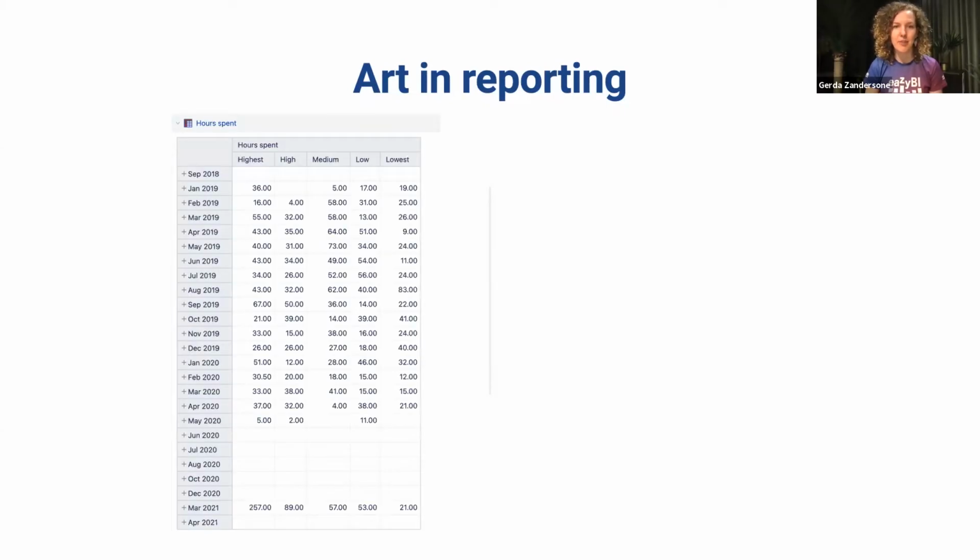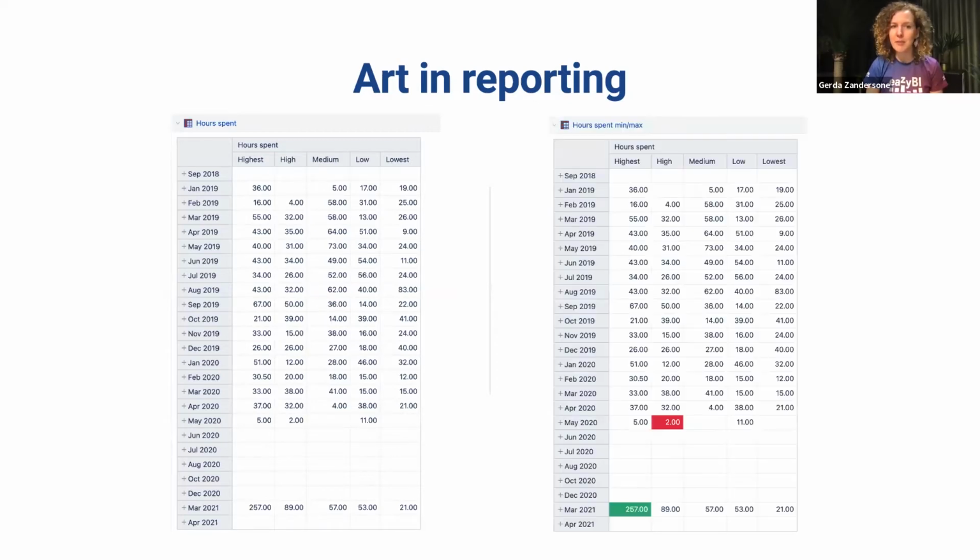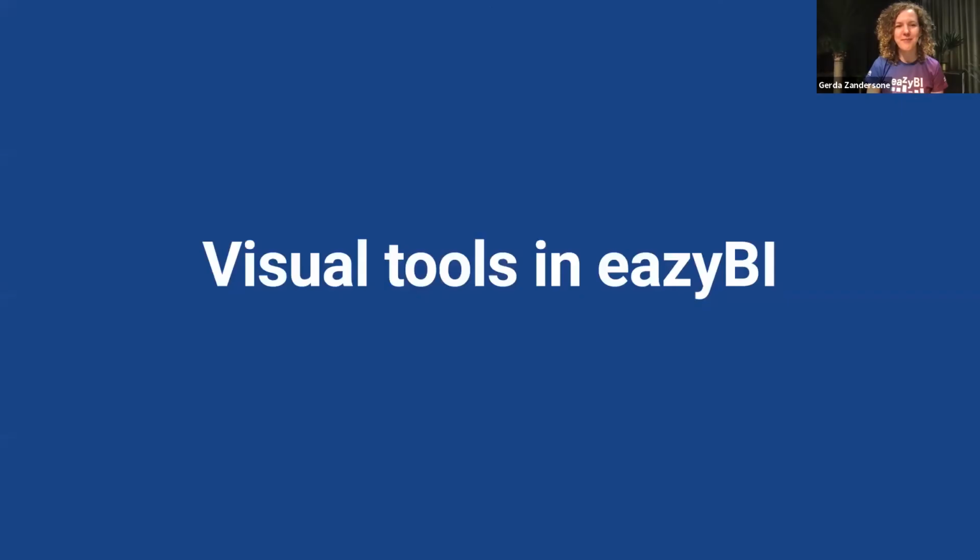As in this report, where without a visual indicator, it is hard to see the min and max values. But apply formatting, and you can see red and green cells for min and max values. Yes, I know, this is not Mona Lisa, but it contains another form of art. You may ask, what are the visual options in eazyBI?